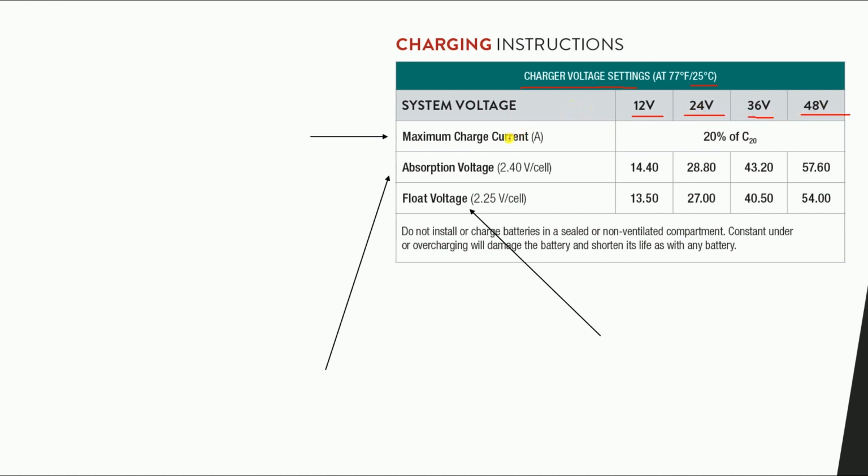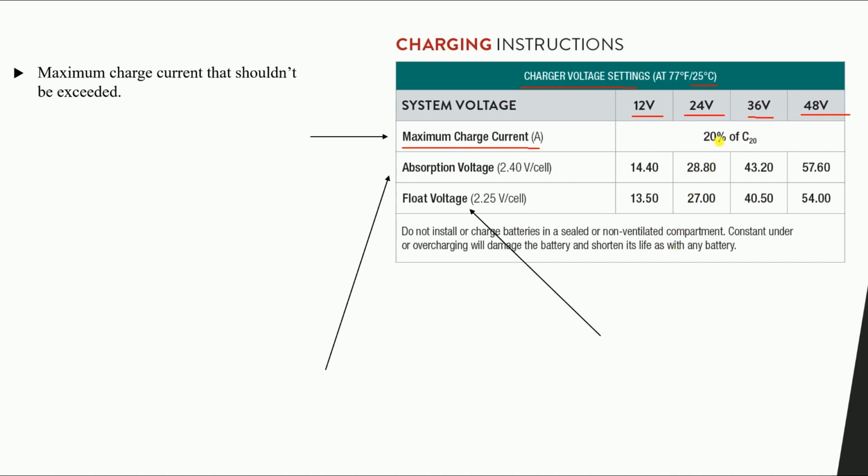Now the first important part, which is the maximum charge current. This is the maximum current that the charger can give to the battery without any damage. You can see here constant under or overcharging will damage the battery. So overcharging will damage the battery, and we cannot exceed the maximum charge current specified by the manufacturer itself. The maximum charge current is 20% of C20.